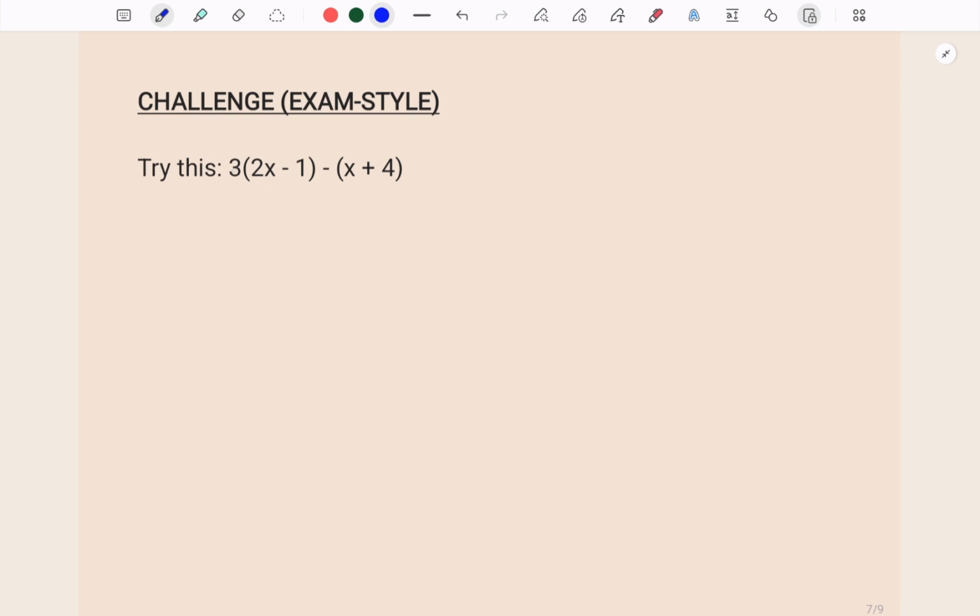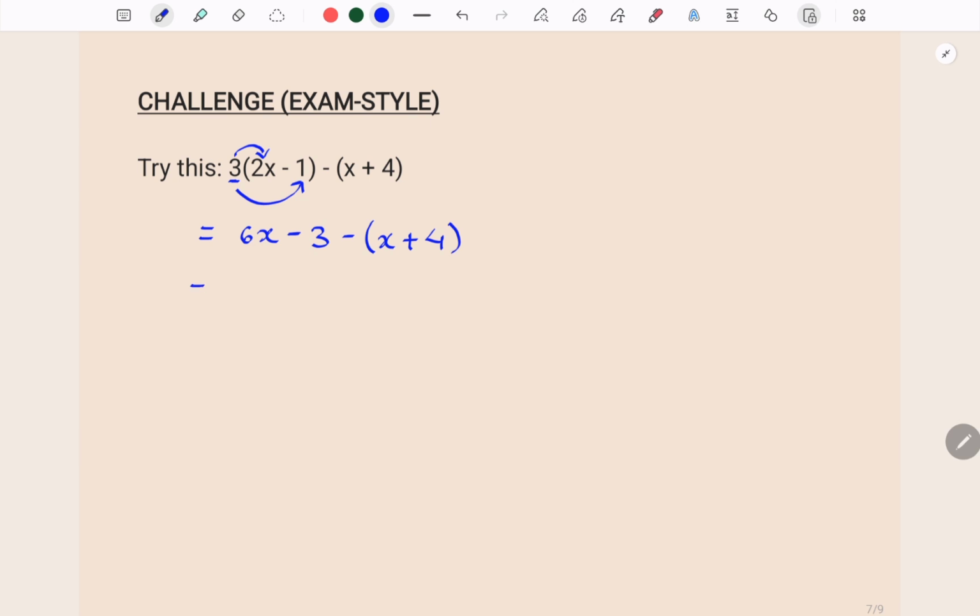So let's solve this. First, we need to expand the bracket. In the previous example, we had just learned how we can expand this bracket. We need to multiply this number 3 with 2x as well as minus 1. Okay, so 3 multiplied by 2x gives 6x. This minus sign will be put here, and 3 multiplied by 1 is 3. This minus sign, I will write this as it is, x plus 4.